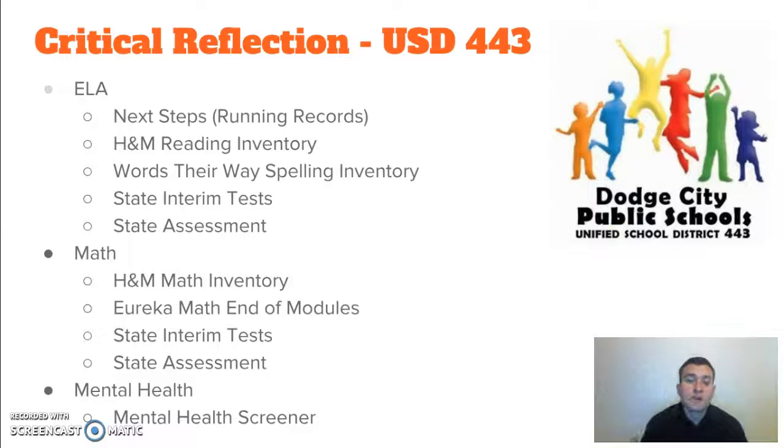A little reflection on the assessments that we use in USD 443 and how we use those. In terms of ELA, or in terms of all our assessments, I'm going to go ahead and focus on just the ones we use 3-5. We have a lot of different ones for K-2 and then middle school and high school. So in ELA, we use Next Step running records to test comprehension and sentence fluency, as well as prosody. H&M reading inventory is going to test their inferencing and vocabulary skills. Words Their Way is our spelling test. And then we use the state interim test and state assessments for reading as well.